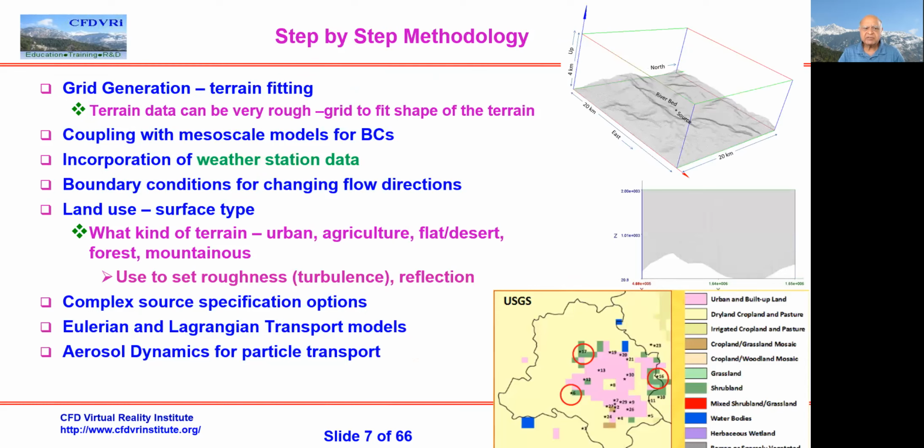So typically in these models you have a grid generation. The terrain is very complex, and you also have to take into account the land use data. There is urban, agricultural, mountains, forests, and all those things, and they have their own problems. So you put it all into the grid, and then you develop what could be a mesoscale model.